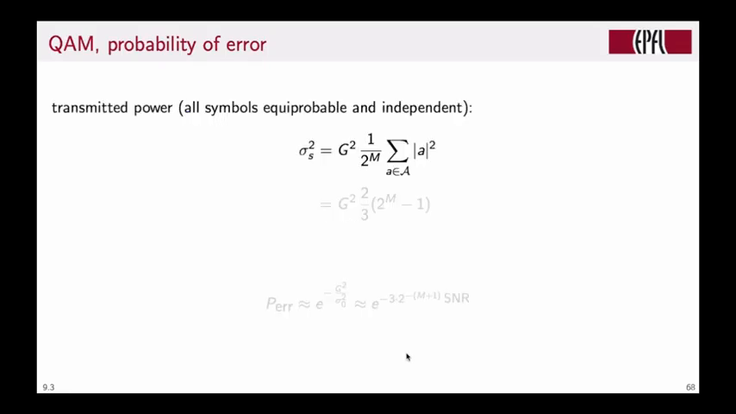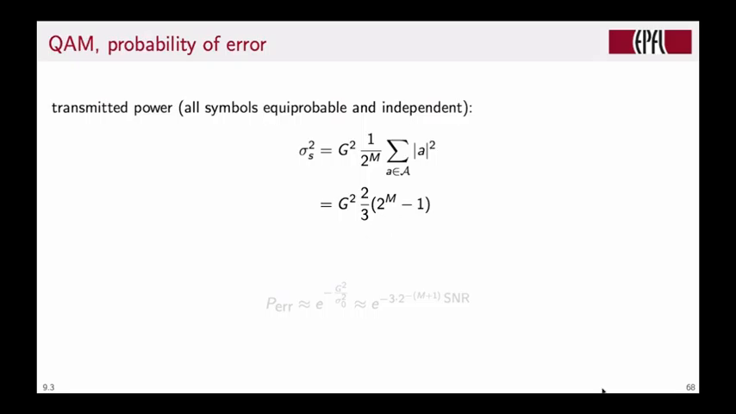Now, to obtain a probability of error as a function of the signal-to-noise ratio, we have to compute the power of the transmitted signal. So if all symbols are equiprobable and independent, it turns out that the variance of the signal is g squared times 1 over 2 to the power of m, which is the probability of each symbol, times the sum over all symbols in the alphabet of the magnitude of the symbol squared. Now, it's a little bit tedious, but we can solve it exactly for m, and it turns out that the power of the transmitted signal is g squared times 2/3 times (2 to the m minus 1).